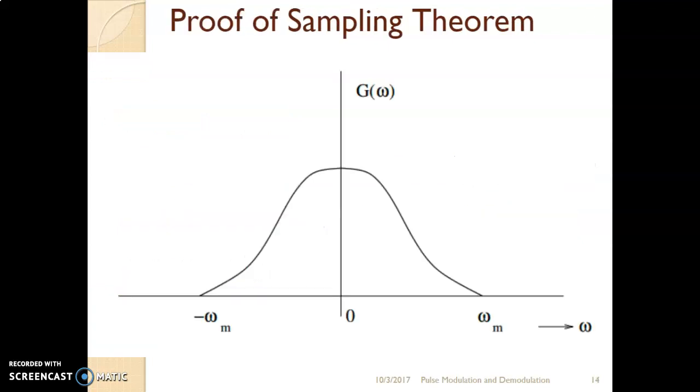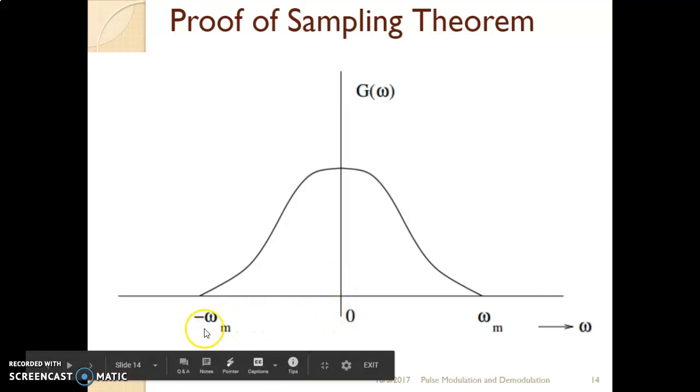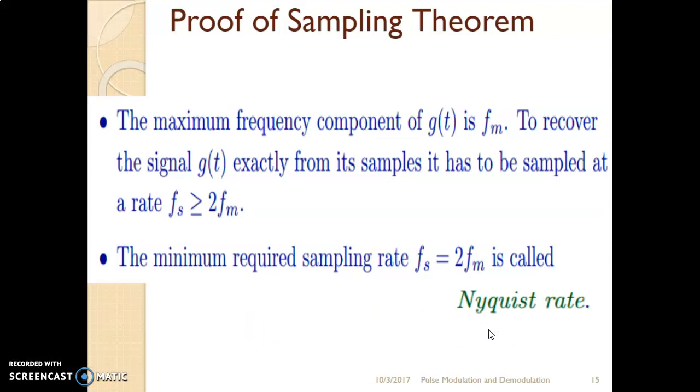Now first we are going to look at the proof of the sampling theorem, and for that we are going to consider a band limited signal. This is the band limited signal g of omega, with frequency from minus omega m to omega m, and this is the signal we are going to consider.